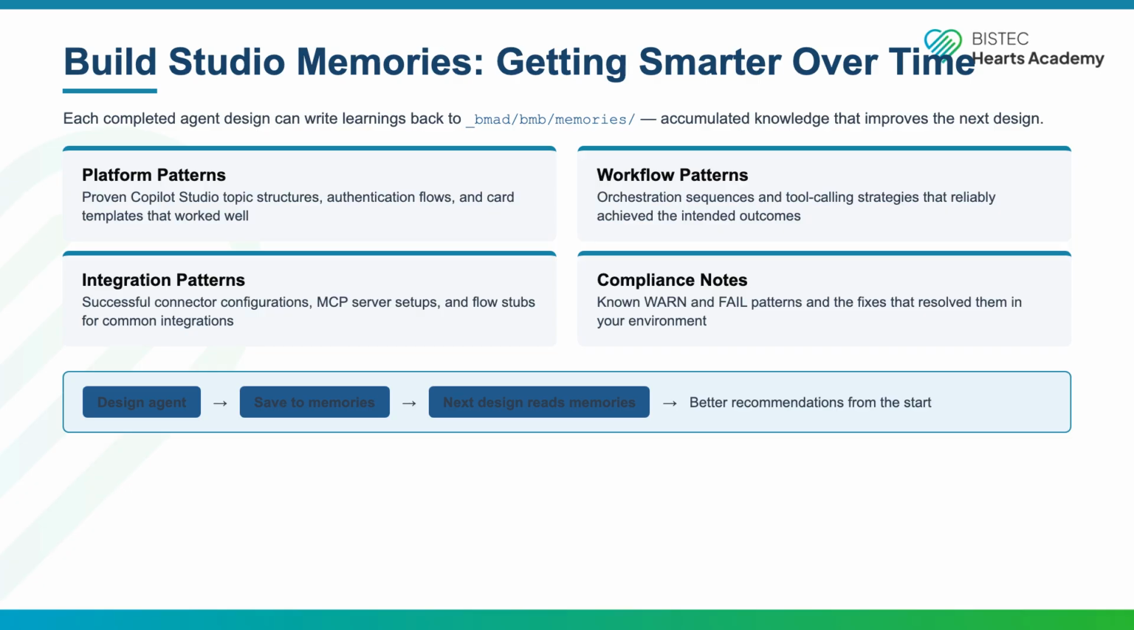You design an agent, you save useful patterns to memories, and the next time anyone on the team designs a similar agent, the wizard reads those memories and makes better default recommendations from the start. Over time, the system learns from your team's collective experience and reflects patterns that are proven to work in your specific environment. When you complete your first real agent design and discover something that worked particularly well, save it to memories. The whole team benefits.